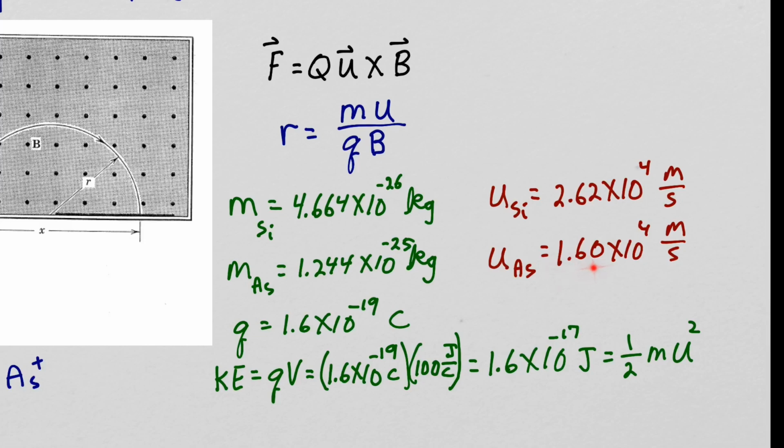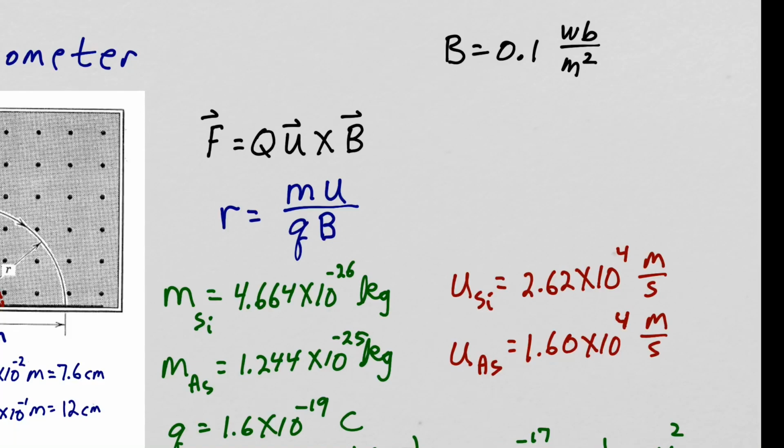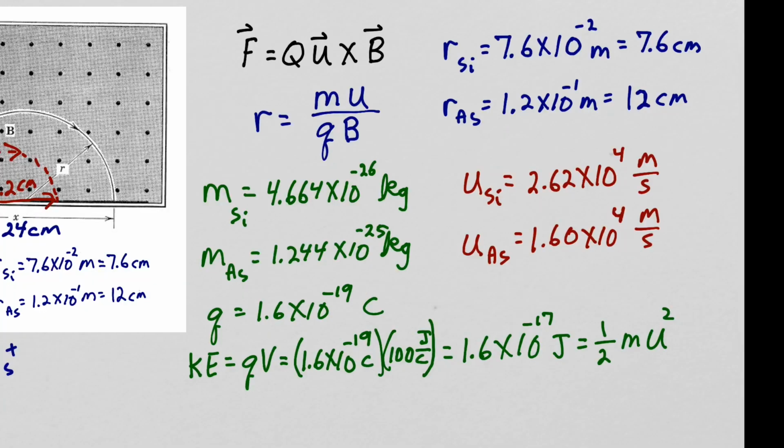meters per second. With the magnetic flux density field inside our spectrometer being 0.1 Webers per meter squared, we can then calculate the radius of the circular orbits. If the species is silicon, the radius will be 7.6 centimeters, and if the species is arsenic, the radius will be 12 centimeters.